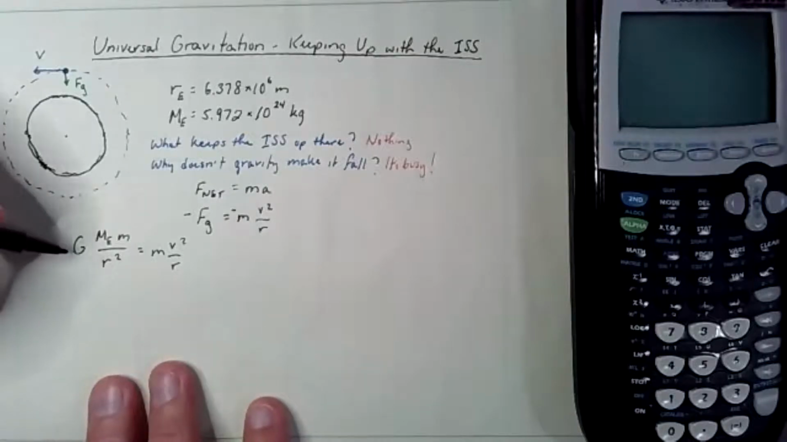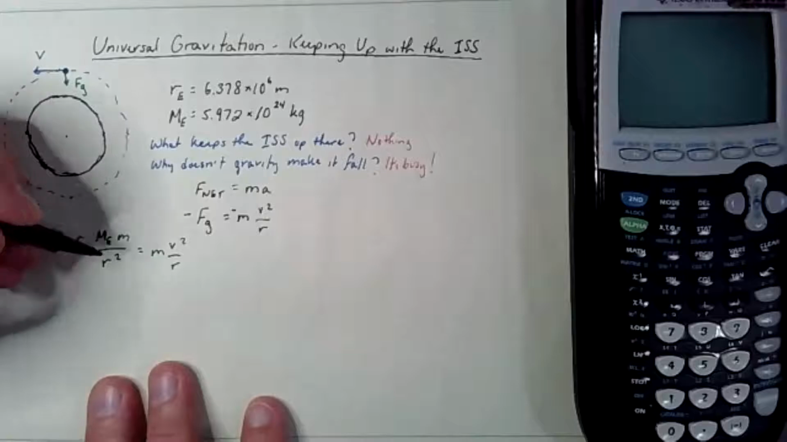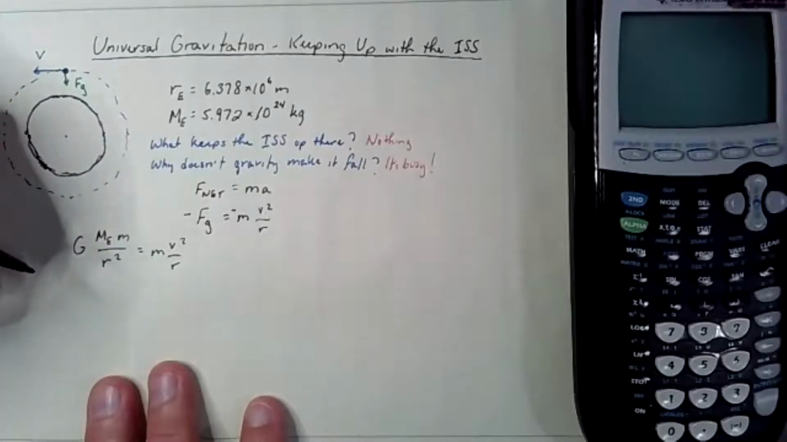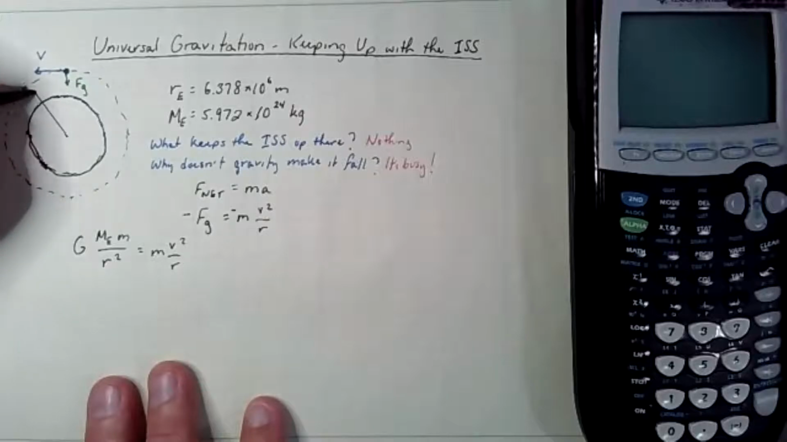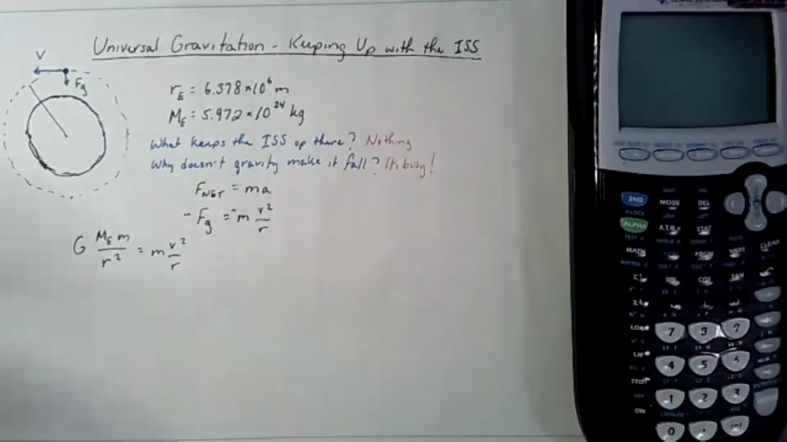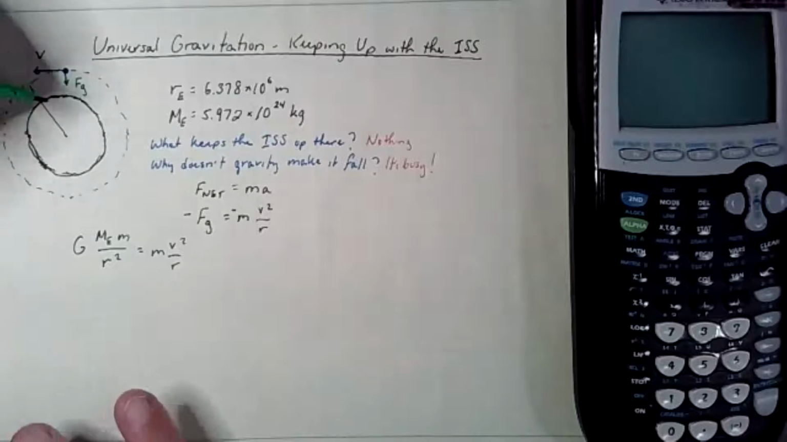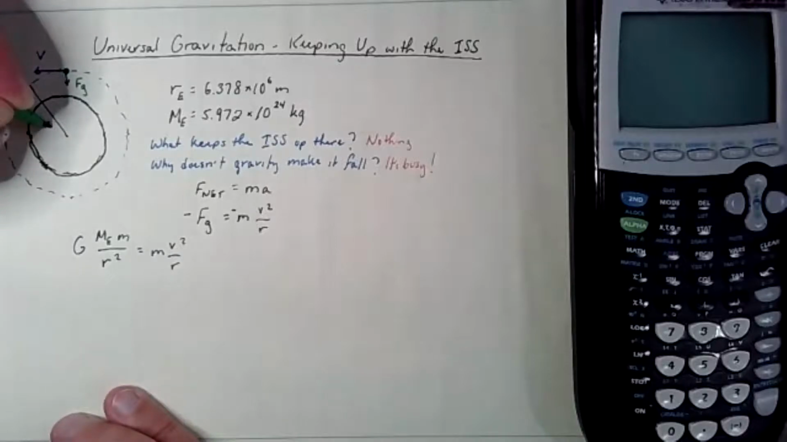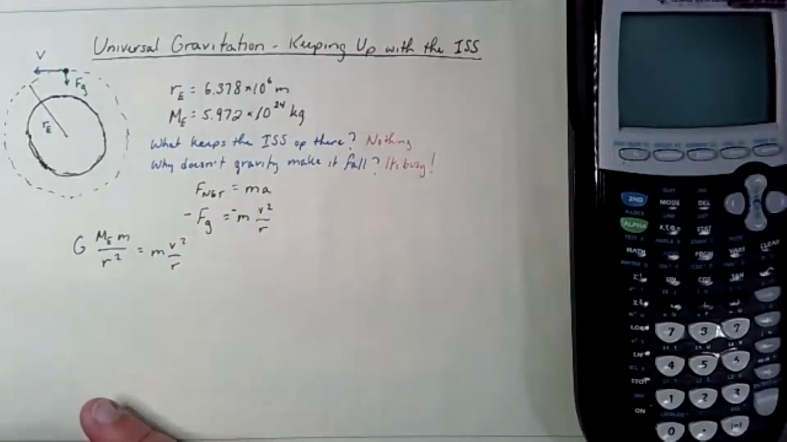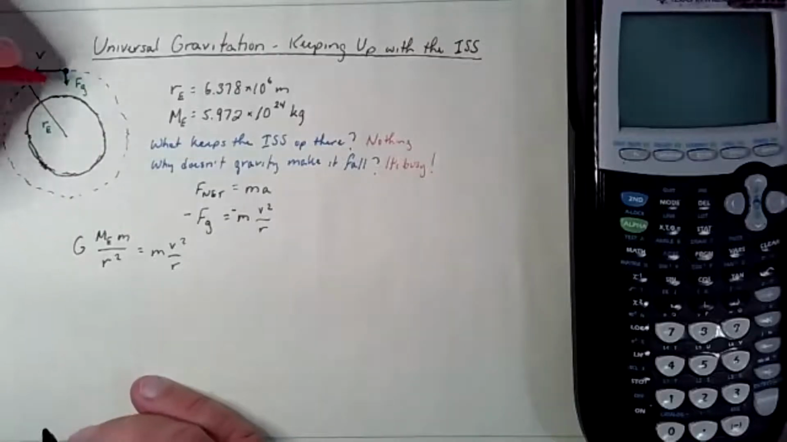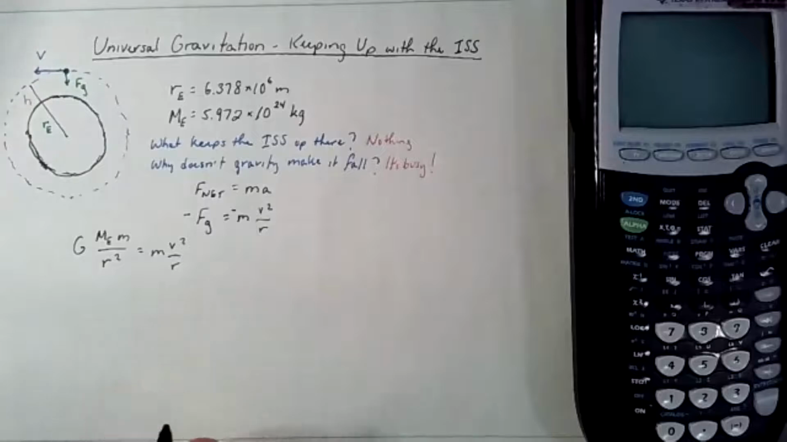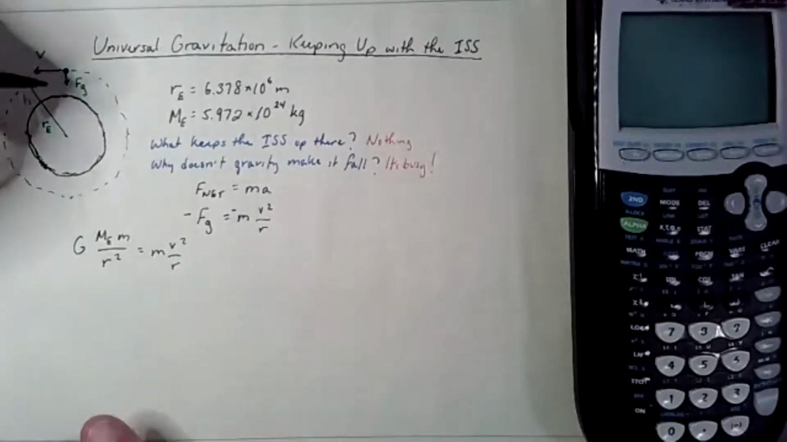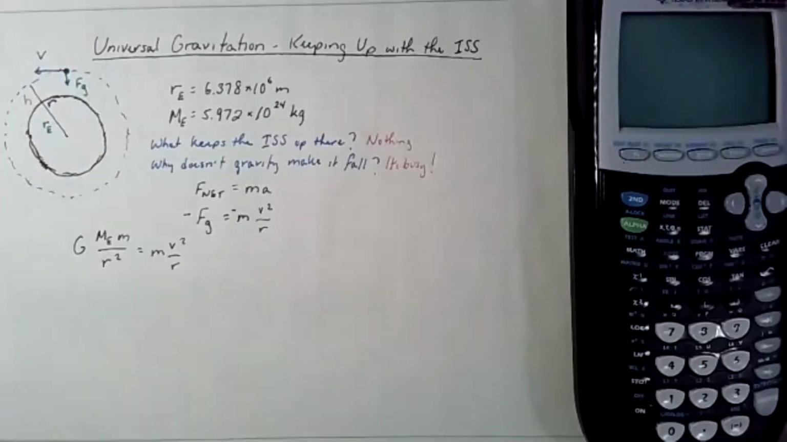So this is the universal gravitational constant. This is the mass of the Earth. And this is the mass of our satellite, and this is the radius of the orbit. Now, it's important to separate out these two ideas. There's the radius of the Earth, and then there's this little piece that we usually call altitude, or h, or height. And it's the combination of these two that form the radius.